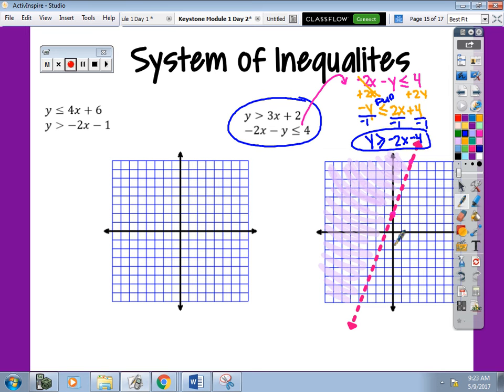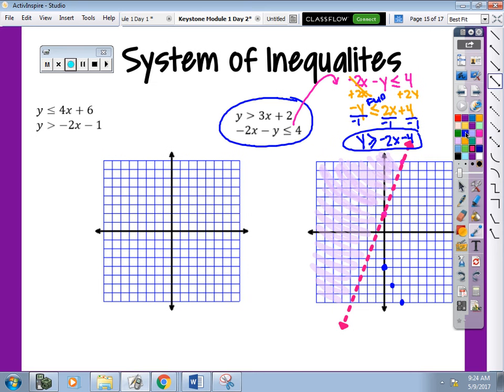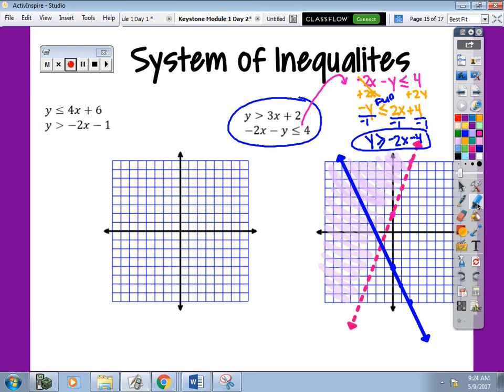So I'll start at negative 4, and I'll count down 2, over 1, down 2, and over 1. This one will get a solid line. And this one now, since we changed the sign, we would shade above the line. So the solution set is just where they overlap, which is right here. And on the Keystone, I think that they may just have that part shaded. I don't know that they do the other two parts, because that's really not part of the solution.